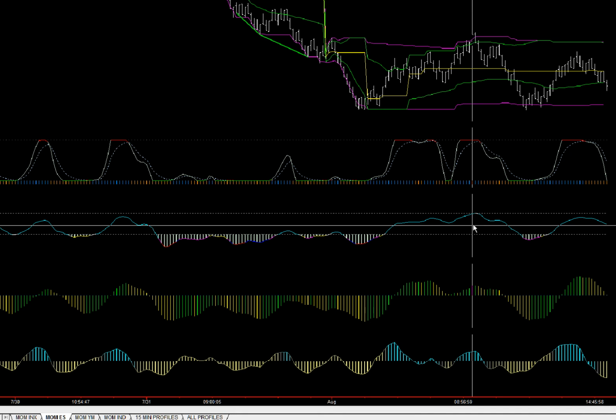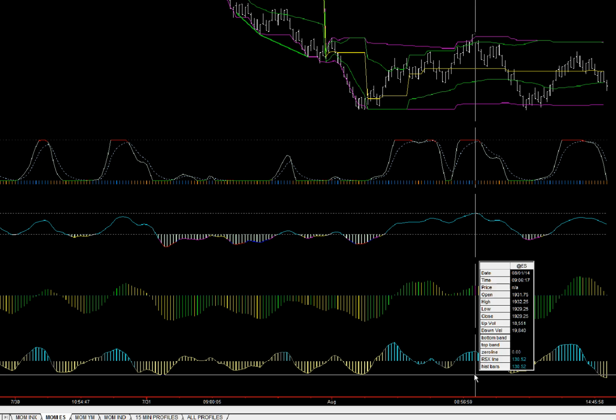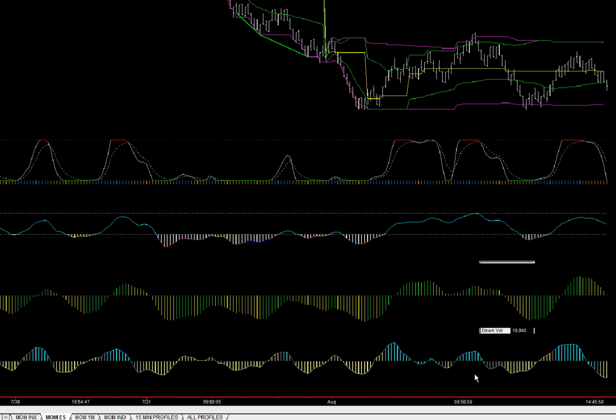But what really gives this away is that we barely make it into an overbought condition on indicator number 2 here. We have a divergence in the volume as well as a negative slope just beginning to form in this particular indicator. But in any case, we see other reasons for a short here. Let's go look at the profile. We're going to view the profile in this fashion.